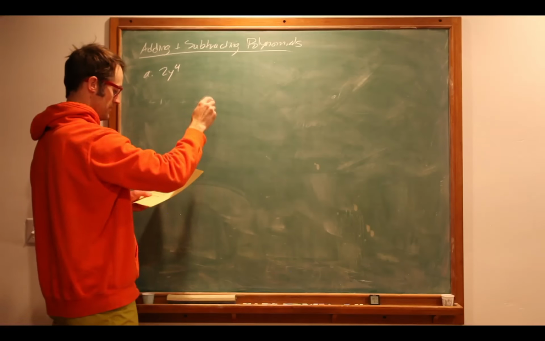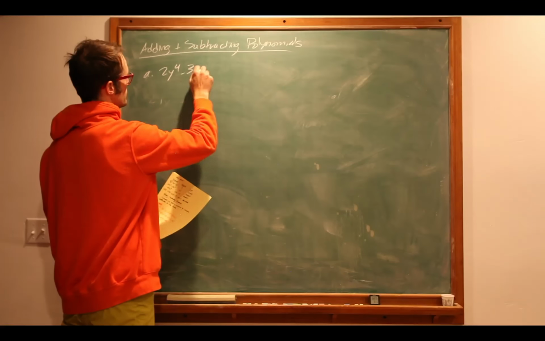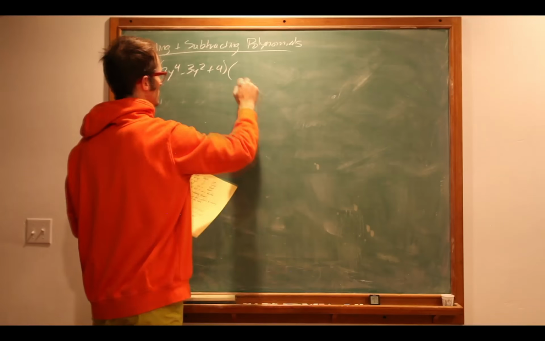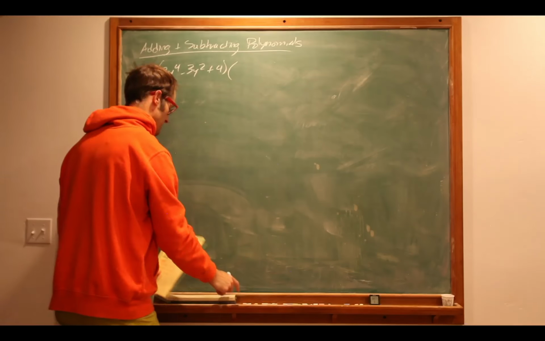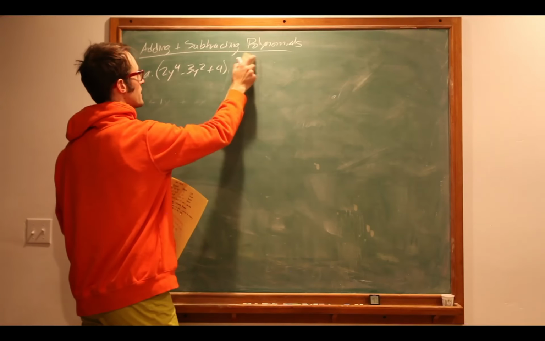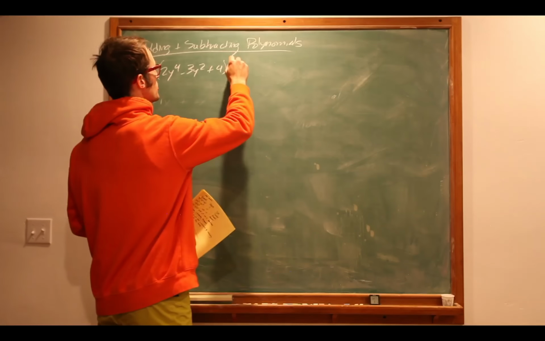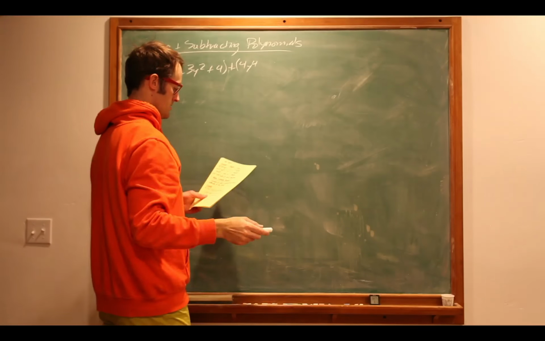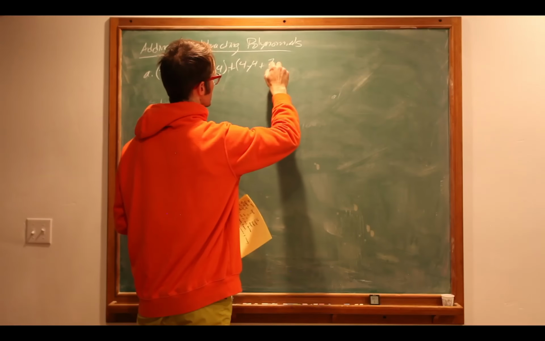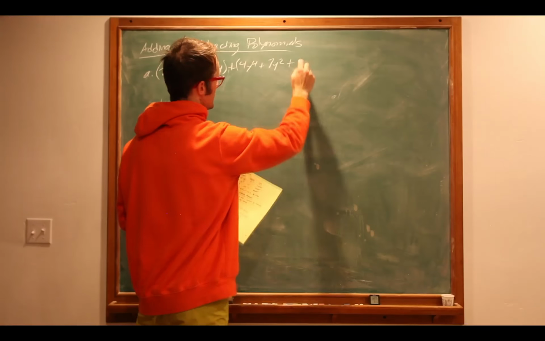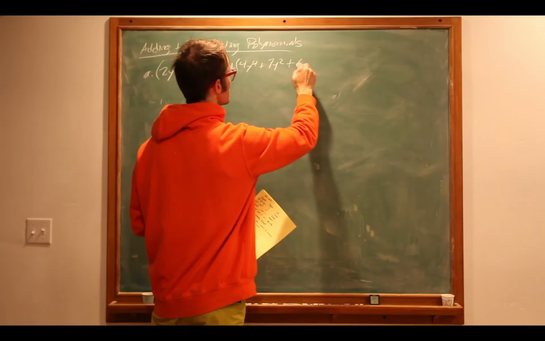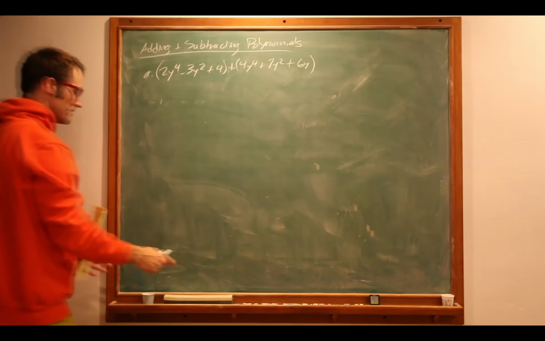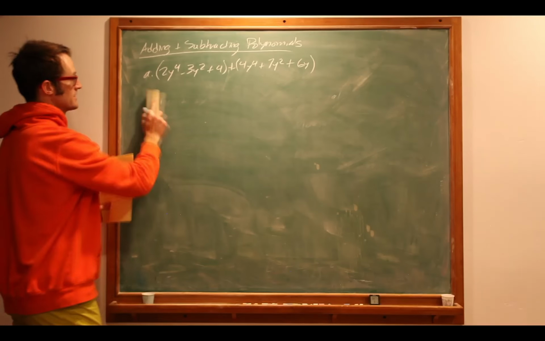2y to the 4th minus 3y squared plus 4. And we're not multiplying, we're adding and subtracting. Plus 4y to the 4th, 7y squared, plus 6y. Alright, so you're just going to identify and combine like terms.